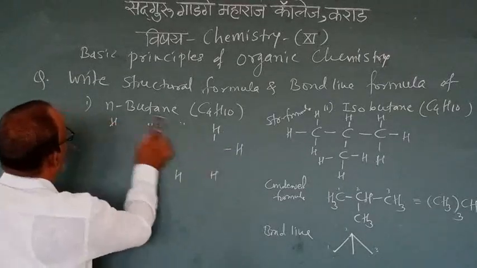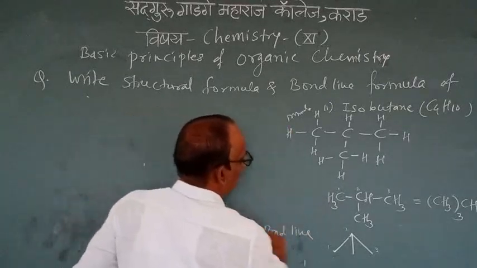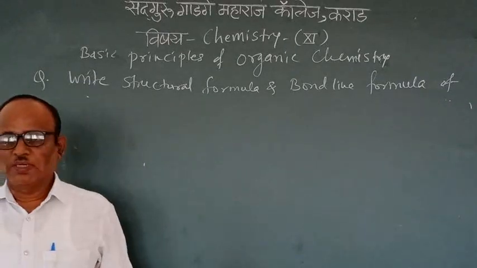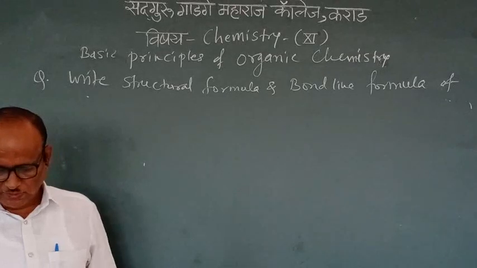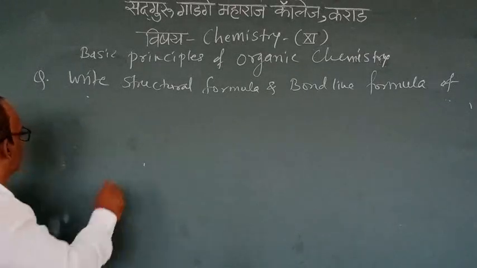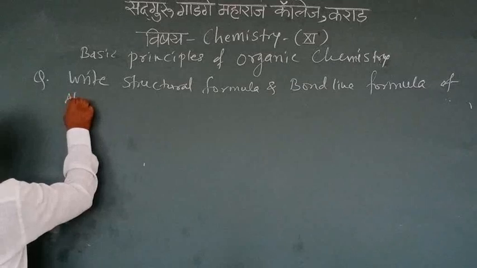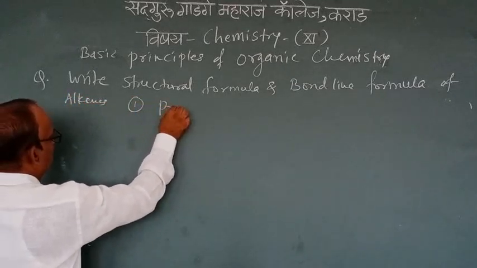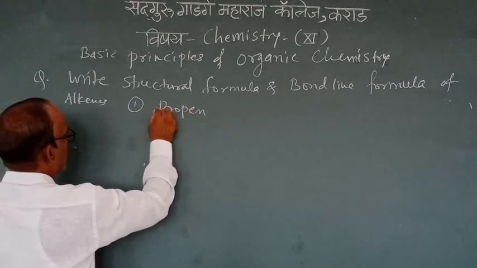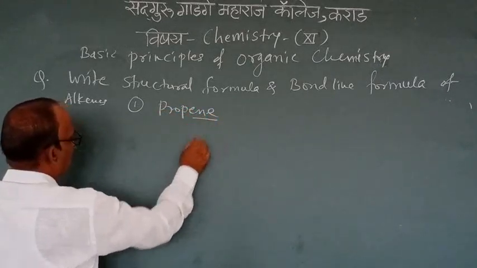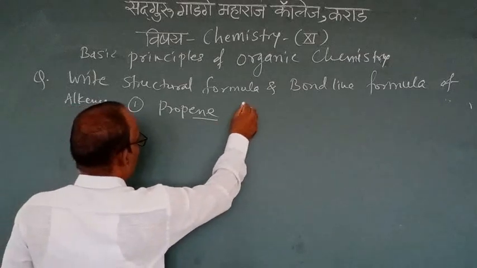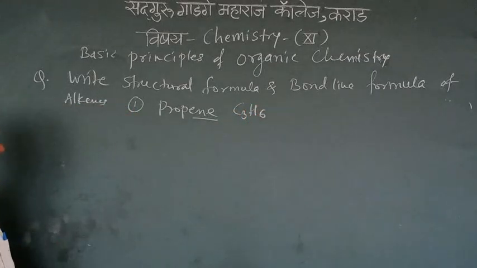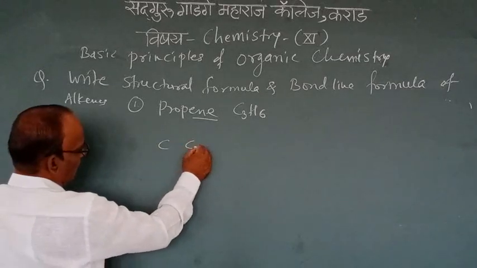Then we take another example of alkenes. How to draw the bond line formula and structural formula for alkenes. In alkenes, first you take the example of propene. ENE means alkene. What is the molecular formula? C3H6. So first you write the structural formula.